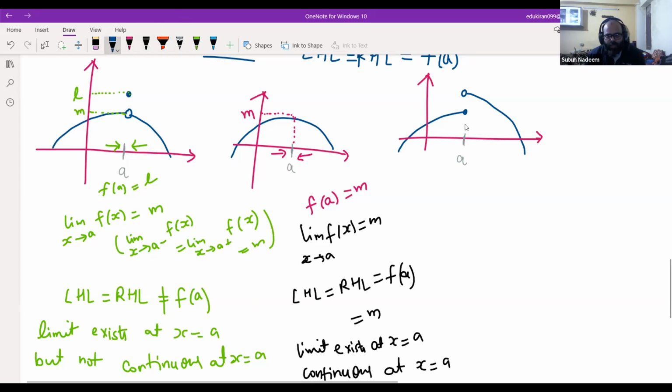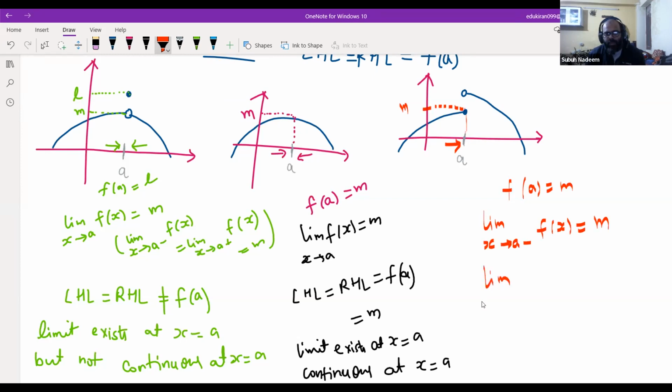A, the value is this M. M is the value at A. F of A is equal to M. Limit x approaching A minus, if you are approaching from the negative side, from here, then also it will approach M. But limit x approaching A plus of f(x), if you approach from the right side, then the approaching value will be L. So the exact value is M, the left hand limit is M, but the right hand limit is L.